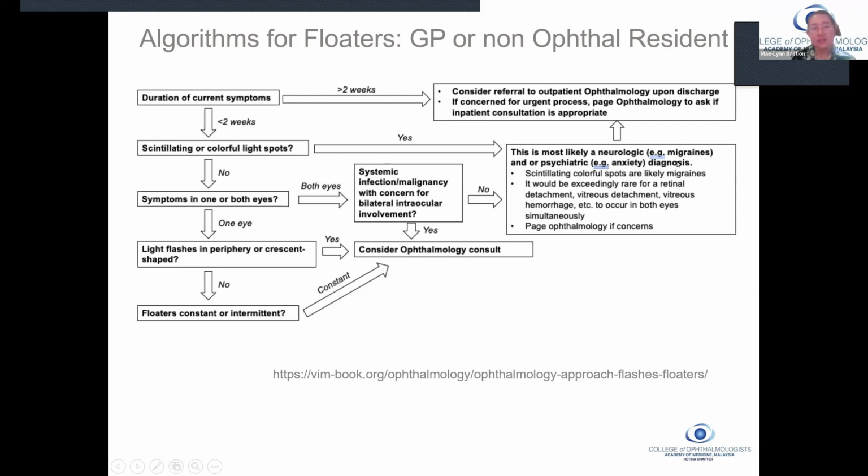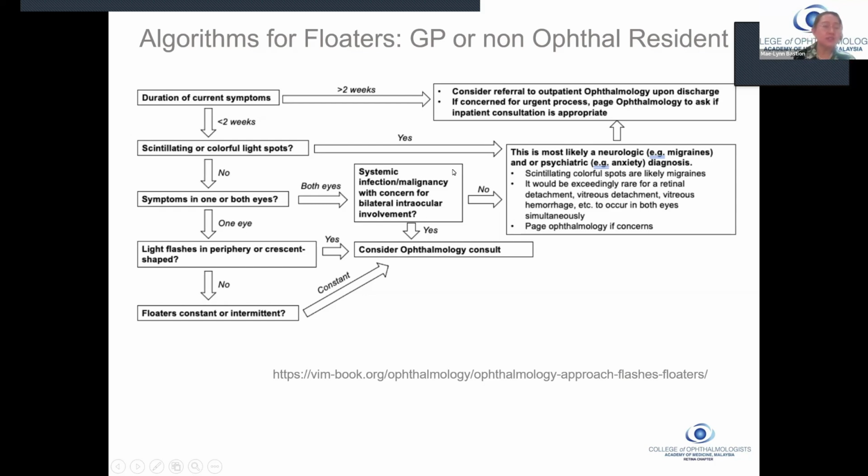Because if they do see that, then it's possible that the floaters are actually neurologic. For example, in migraine, you can get that scintillating scotoma. Or it could even be a psychiatric or anxiety diagnosis. However, if they don't see those colorful light spots, they are to inquire whether it is a unilateral or bilateral condition. Bilateral conditions essentially indicate perhaps a systemic infection or malignancy, and if that's the case, they will have to refer to ophthalmology.